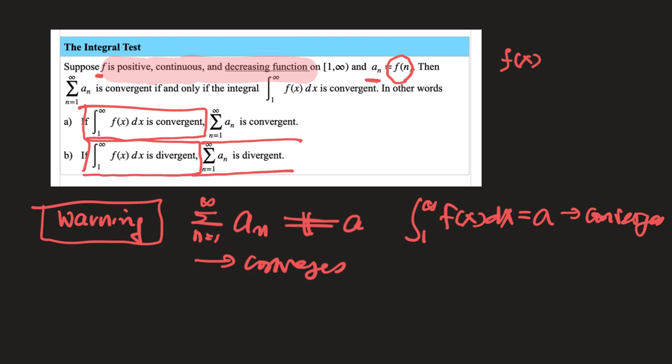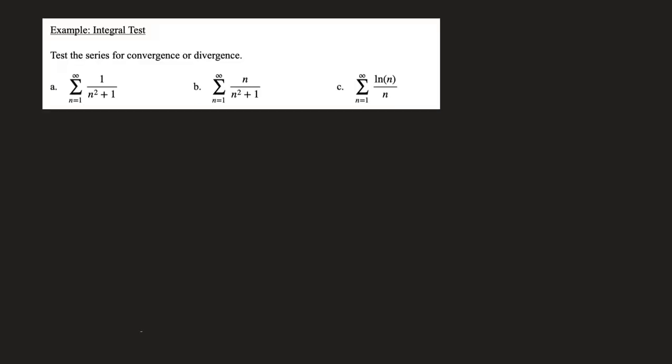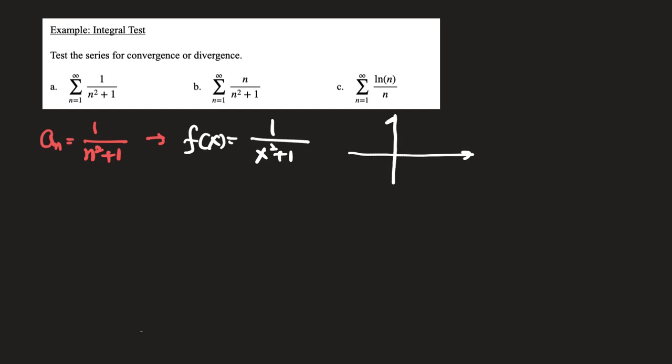Okay. So let's see the very important integral test. Let's try two integral tests. Let's try the first one, guys. For part A, a_n is 1 over n squared plus 1. Now you're going to find the function that represents this sequence. So f of x is going to be 1 over x squared plus 1. Then you're going to sketch the graph. You can use an online graph calculator or your own graph calculator.